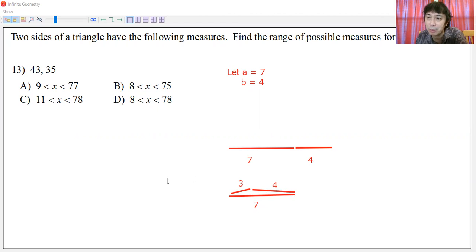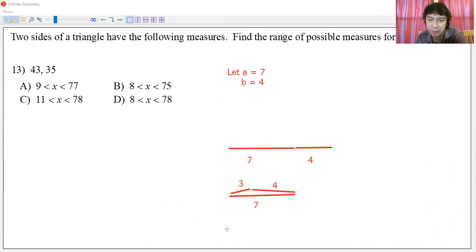But in order for you to have a real triangle, not a segment, so that they will not form a line segment, the number 3 cannot be used. It must be something greater than 3. Otherwise, if it's exactly 3, it will just be a line segment. Now, how about the other condition?